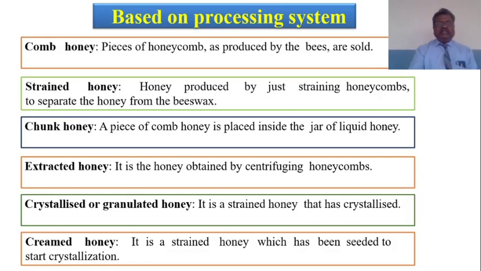Based on the processing of honey, these are the different types. Comb honey: these are pieces of honeycomb as produced by the bees and sold directly. Strained honey: honey produced by just straining the honeycombs to separate the honey from the beeswax. Chunk honey: pieces of comb honey placed inside a jar of liquid honey. Extracted honey: honey obtained by centrifugation of the honeycomb. Crystallized or granulated honey: strained honey that has crystallized. Creamed honey: strained honey which has been seeded to start the crystallization. So these are the different types of honey according to the processing system.